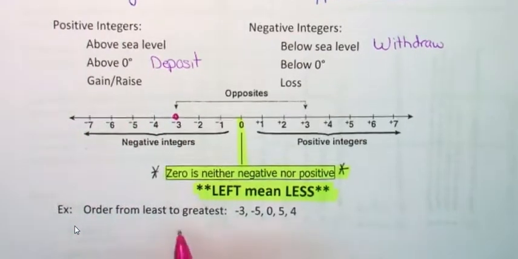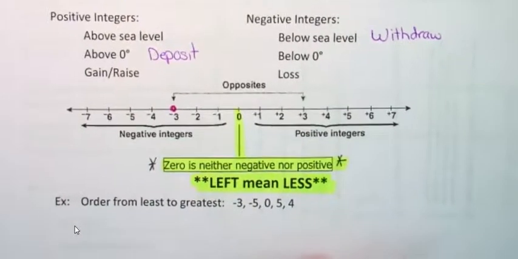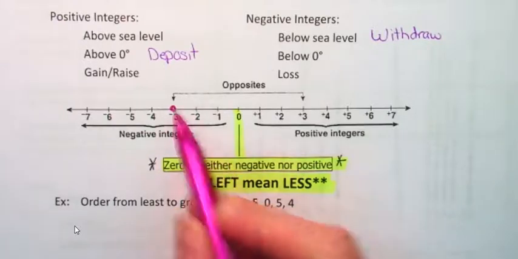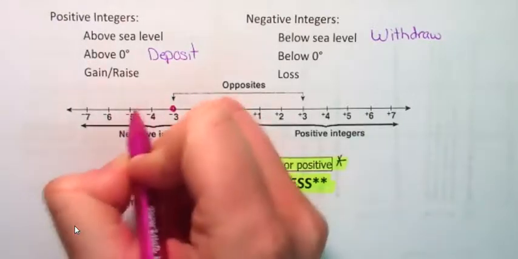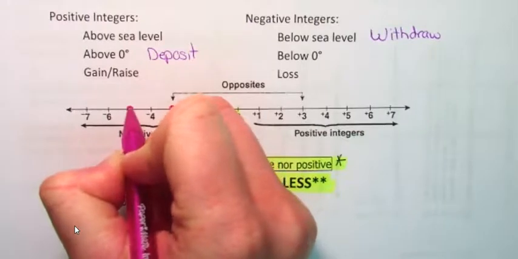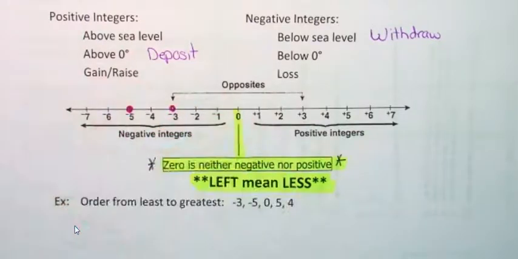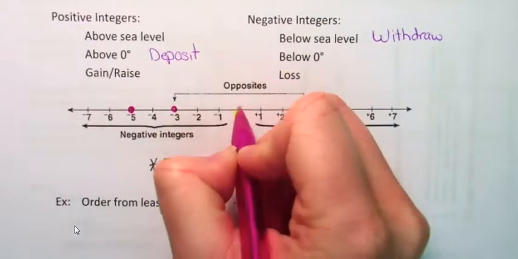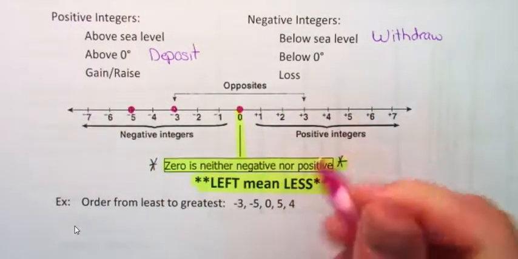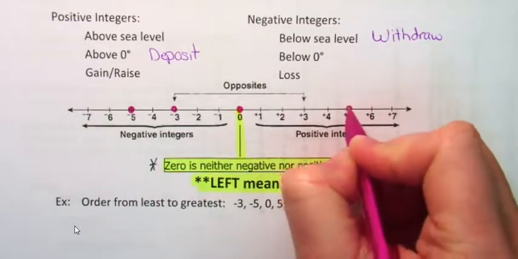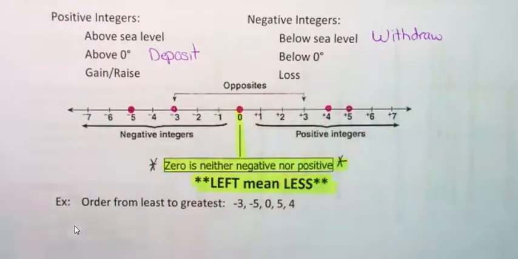So let's look at our example. Our example literally says, order from least to greatest. So I'm going to graph these first. I already graphed -3. Let's graph -5. If you remember graphing, we simply put a dot on it. We're going to graph 0. Going to graph 5, and we're going to graph 4. Now I know some of you can look at this and know least to greatest without needing to graph, but know the concept of how to do it.